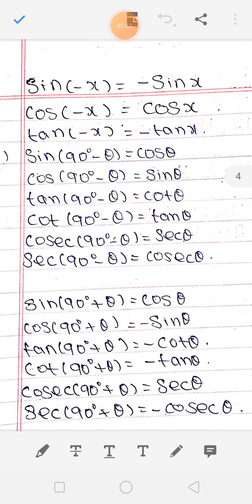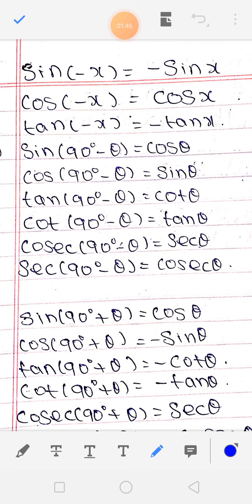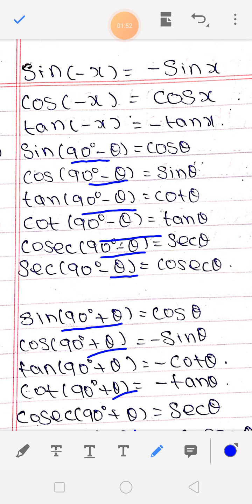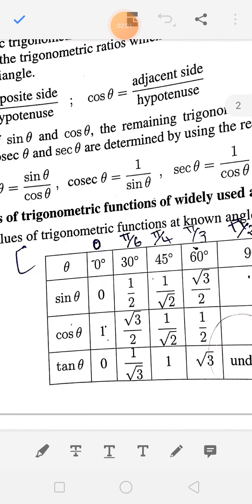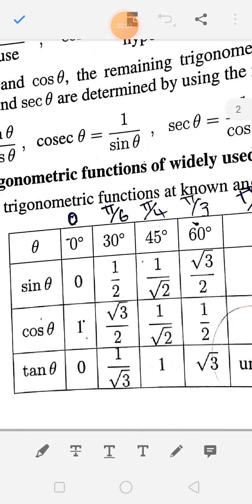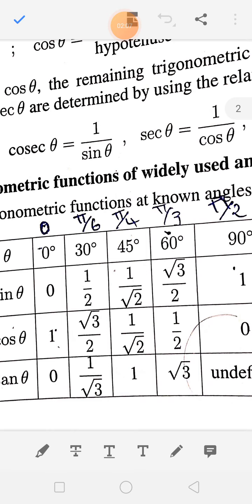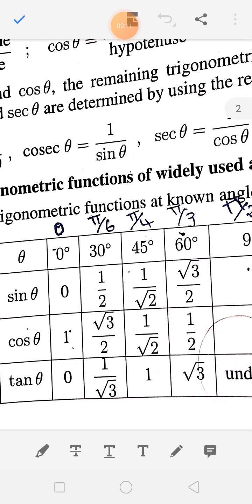And then look at that: 90 degree minus theta, 90 degree plus theta, and so on. Why do we have to choose these? We know the values only for theta equal to 0 degree, 30 degree, 45 degree, 60 degree and 90 degree. For these degrees only we know the value. Sine 0 degree is 0, sine 30 degree is 1 by 2, sine 45 degree is 1 by root 2, and so on.